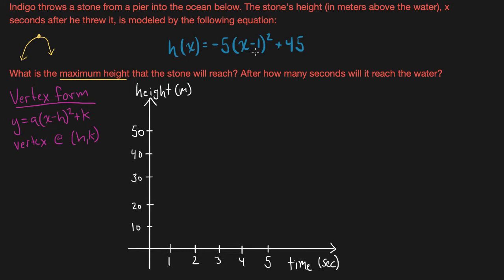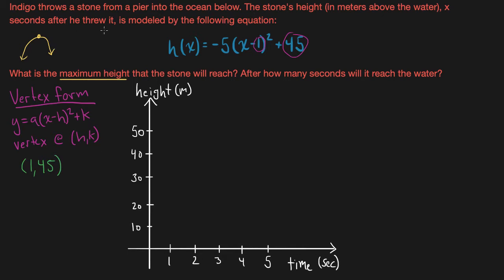And so if we look at the equation that we're given, we can see the vertex already. The vertex is at the point 1 comma 45. So 1, this part right here, and 45. Those are the coordinates of our vertex, and I'll write them in green here just to highlight that these are the actual values of the vertex of our parabola. The x value is 1 and the y value is 45.